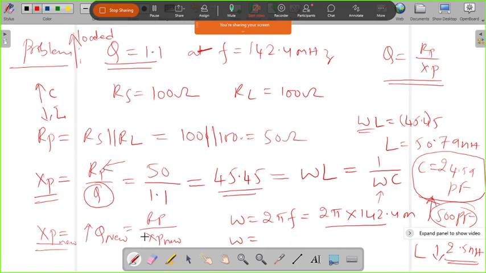Now in order to optimize this, whatever the Q, you have to select the optimal values of RS and RL to get the specified Q. This is very important for selecting RS and RL values to get the specified Q. And if RS and RL are fixed, as in our problem, then select the component values L and C to optimize your Q or to get the specified Q.